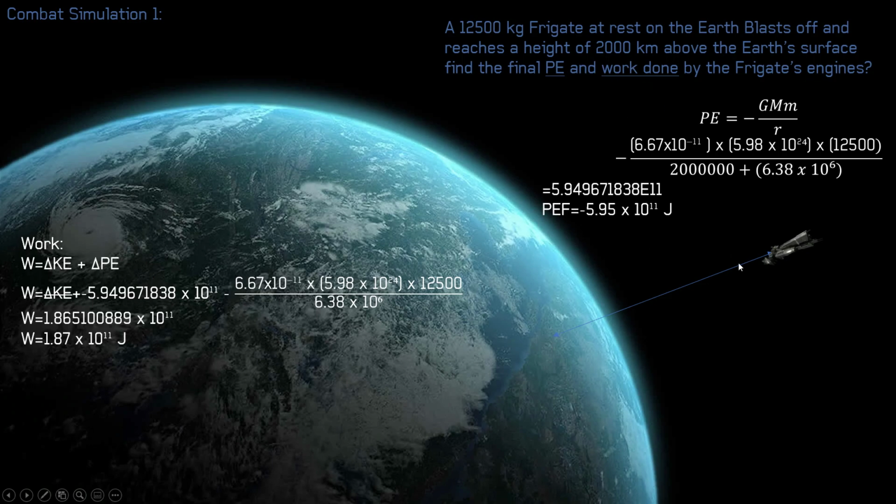It's not 2,000 kilometers in the sky yet, so the radius is just from the center of the Earth to its surface, or 6.38 times 10 to the 6. Calculating all of that leaves us with 1.87 times 10 to the 11 joules as our change in potential energy. Since there is no change in kinetic energy, work is just equal to that change. So work is equal to 1.87 times 10 to the 11 joules, and that's how much work the engines would do to move it from here to here.